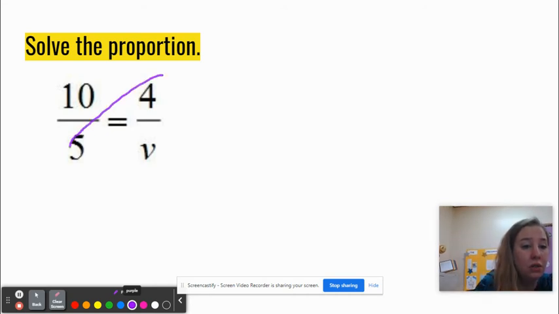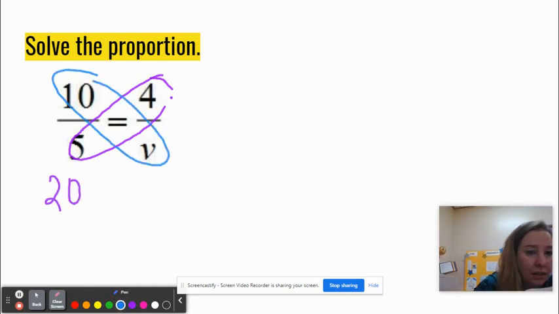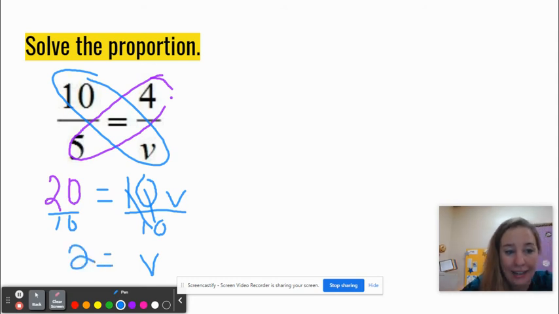is cross multiply. So 5 times 4 is 20. And 10 times v, so equal sign, 10 times v is 10v. Cool. Now we have this one-step equation where you divide both sides by 10 and v equals 2.